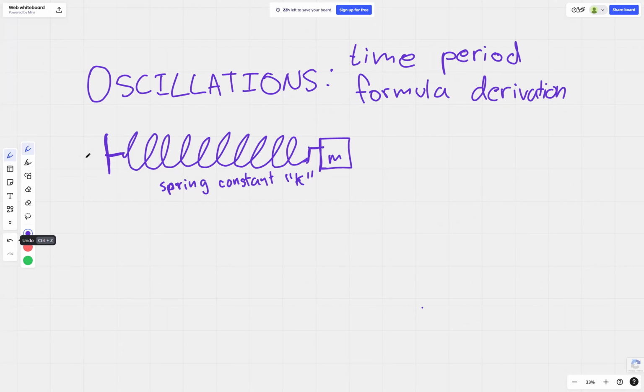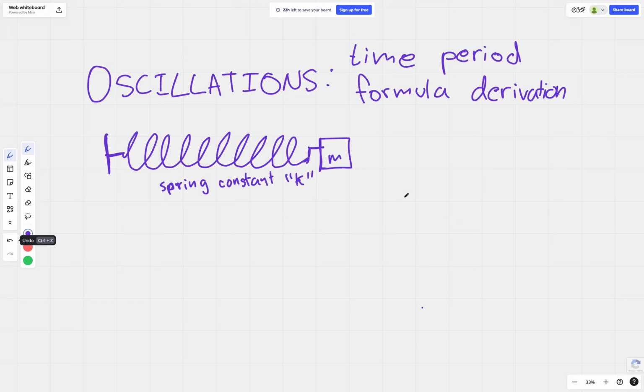So before we start, we can look at a diagram of a spring over here. One end of the spring is attached to the wall, and the other end has a mass m attached to it. And let's assume that this spring is moving in simple harmonic motion, meaning that it's going back and forth, and we need to find the time period of that spring. And this spring has a spring constant of k.